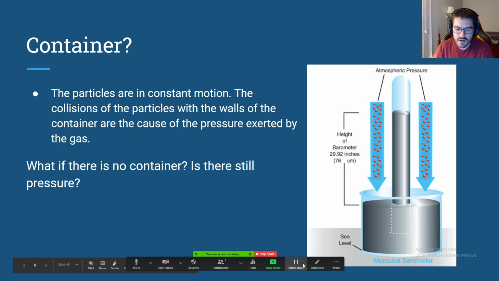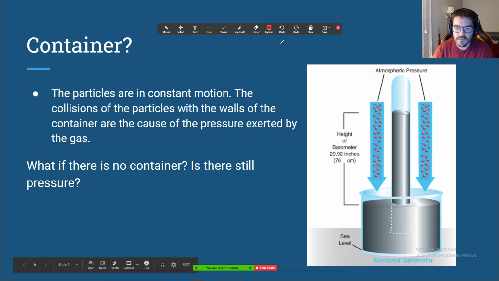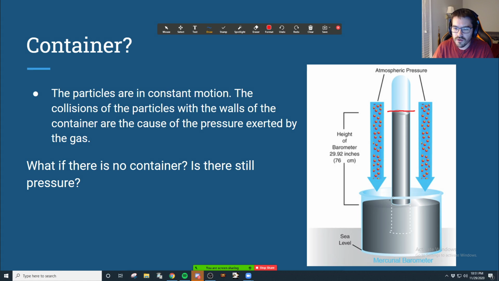It's the difference in distance from here to here, this distance, that is measured in millimeters of mercury, and this is a pressure. Remember, millimeters of mercury is an actual unit of pressure. This is one way that we measure pressure. It's the conventional way of measuring pressure on Earth. It's called a barometer.